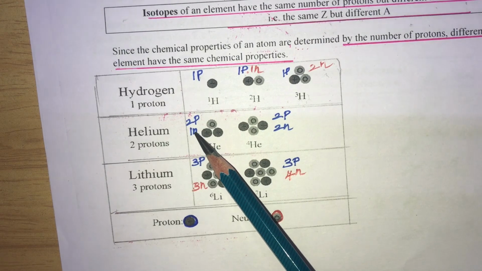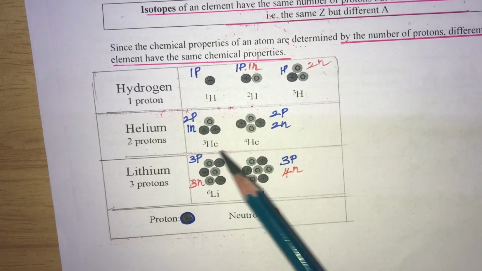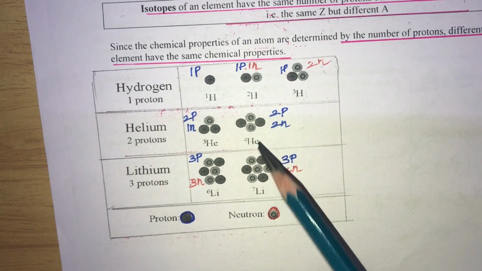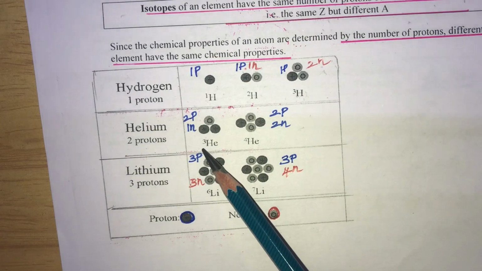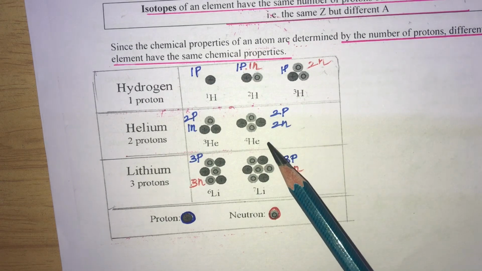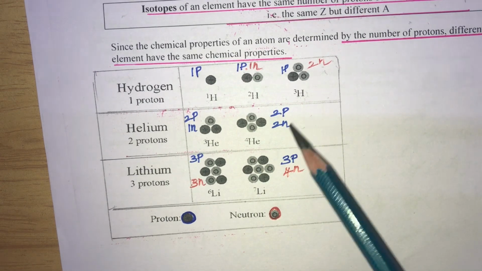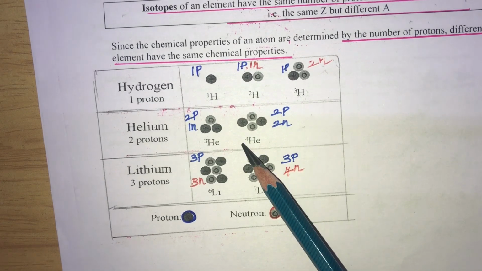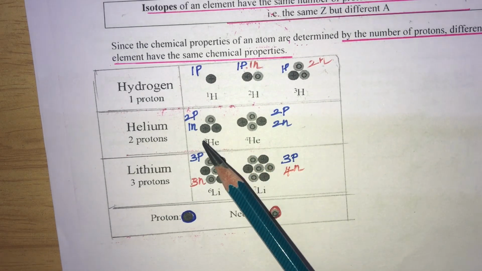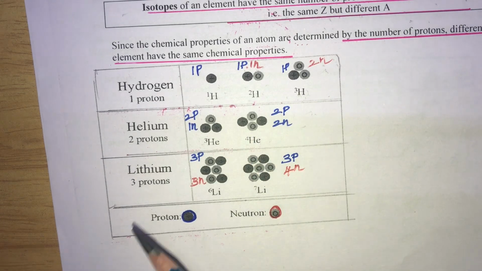Helium isotopes possess the same number of protons but the number of neutrons differs. Helium with mass number 3 and helium with mass number 4. Helium 3 contains 2 protons and 1 neutron. And helium 4, the alpha particle, contains 2 protons plus 2 neutrons, mass number 4. They possess the same atomic number but different mass numbers.